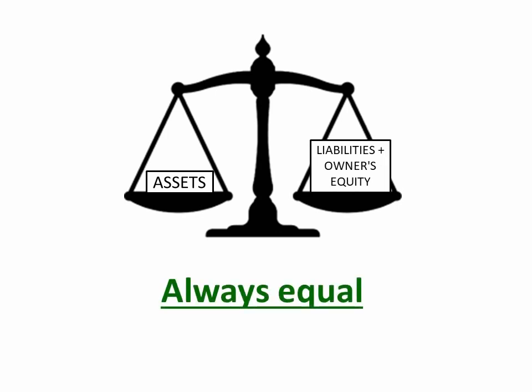Think of it like a balance scale. On one side, assets. On the other side, liabilities plus owner's equity. Every transaction may move the numbers around, but the scale stays balanced.